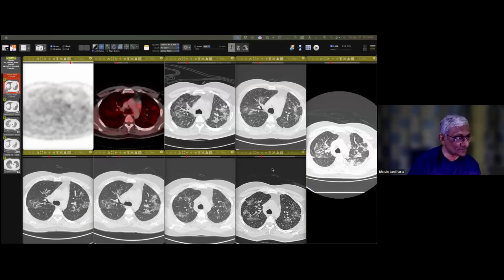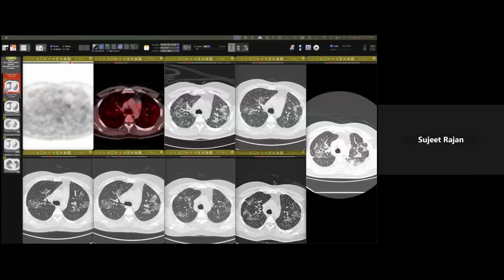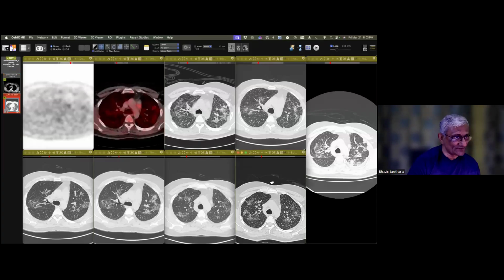So I have loaded everything together. No worry, no worry. But we'll go through each. We can just unpack that.